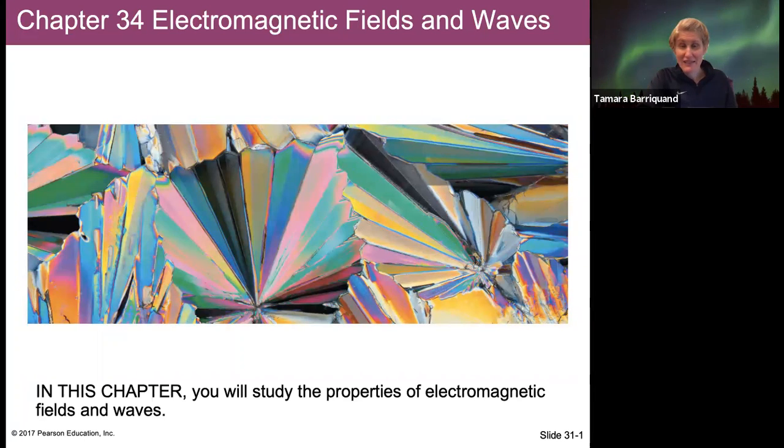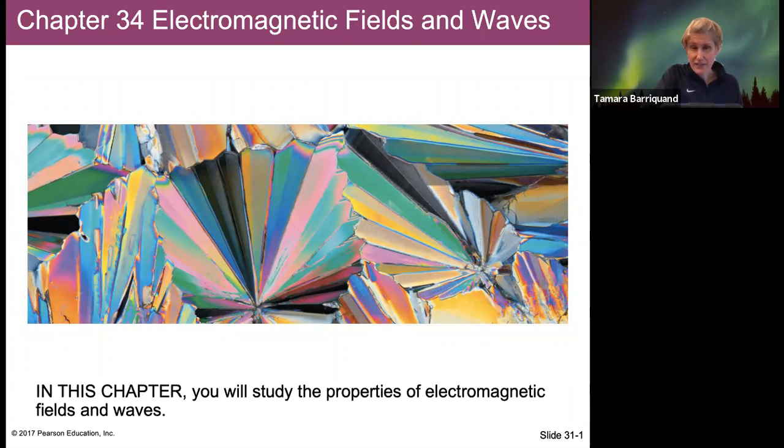Hello, welcome back. We have been talking about electricity and magnetism, and we saw that a moving electric charge can create a magnetic field, and that a changing magnetic flux can also induce an electric current. So we saw that electricity and magnetism can interact, and now we're going to look at how those interact in the sense of moving as an actual wave. We're going to look at electromagnetic fields and waves.